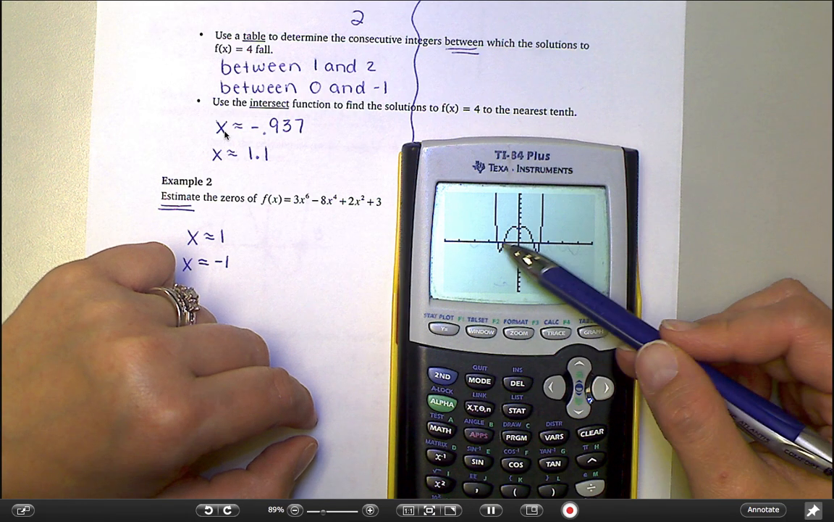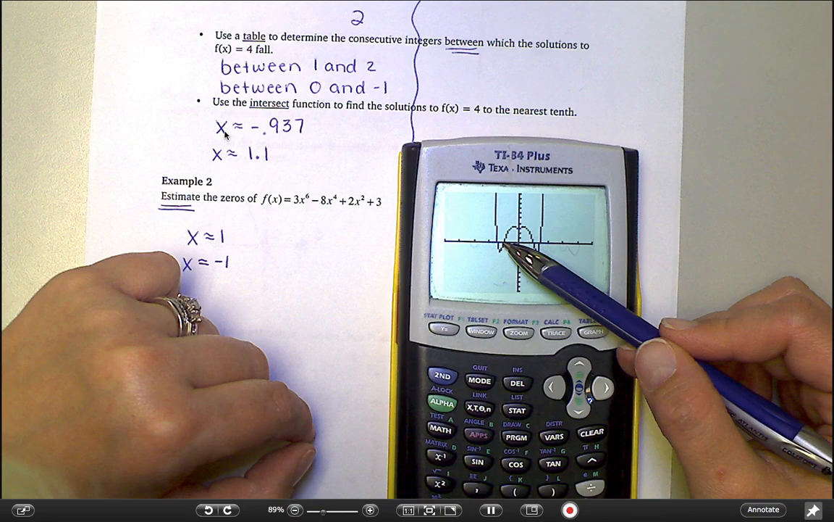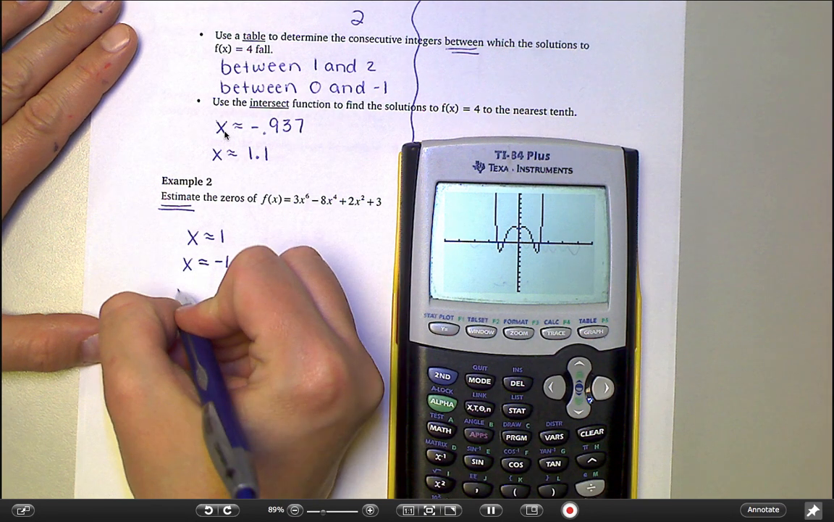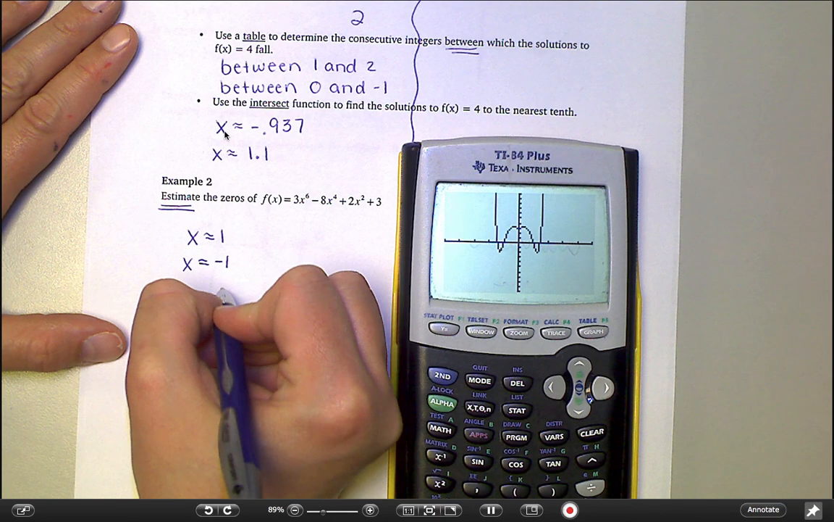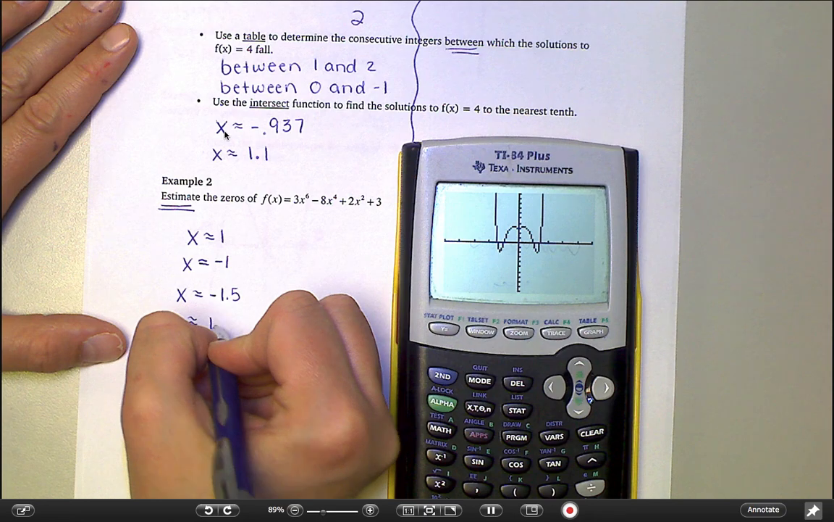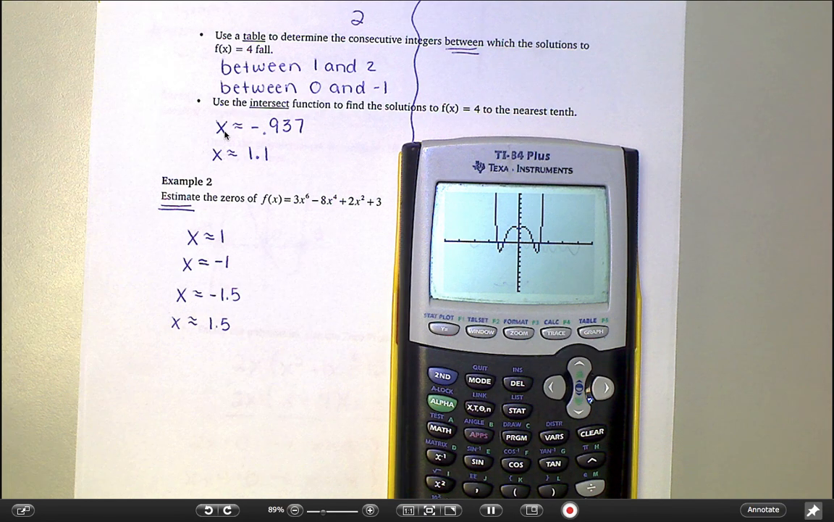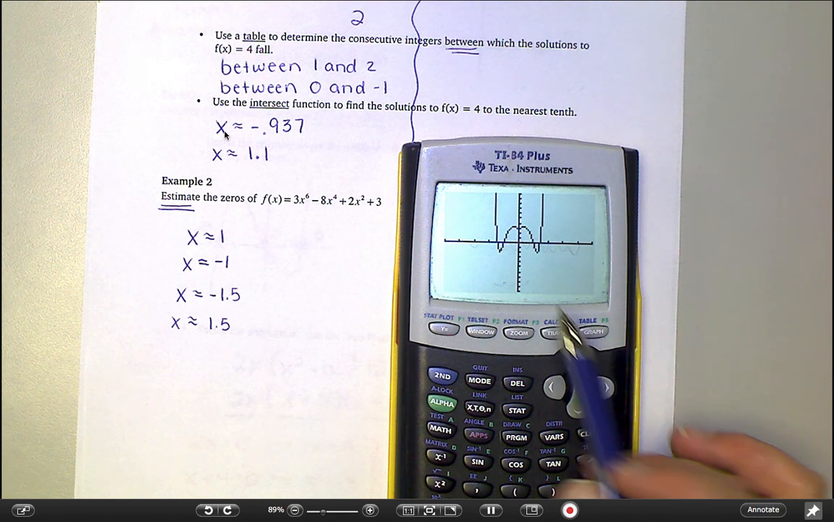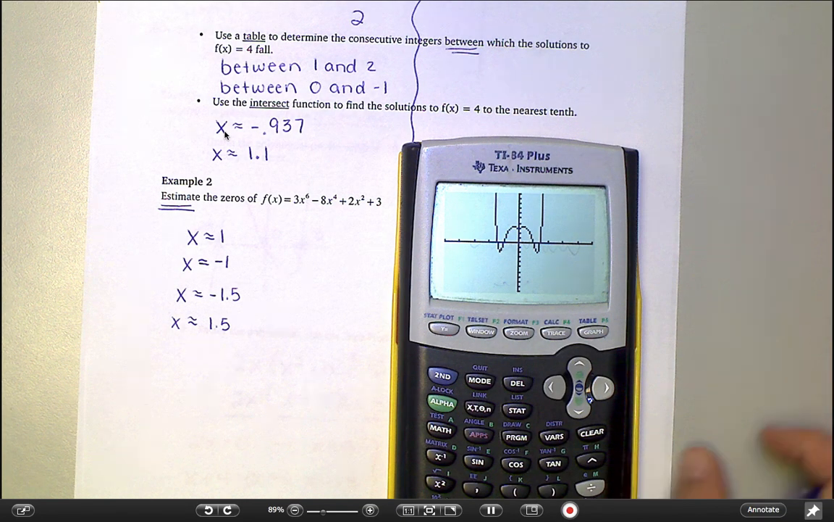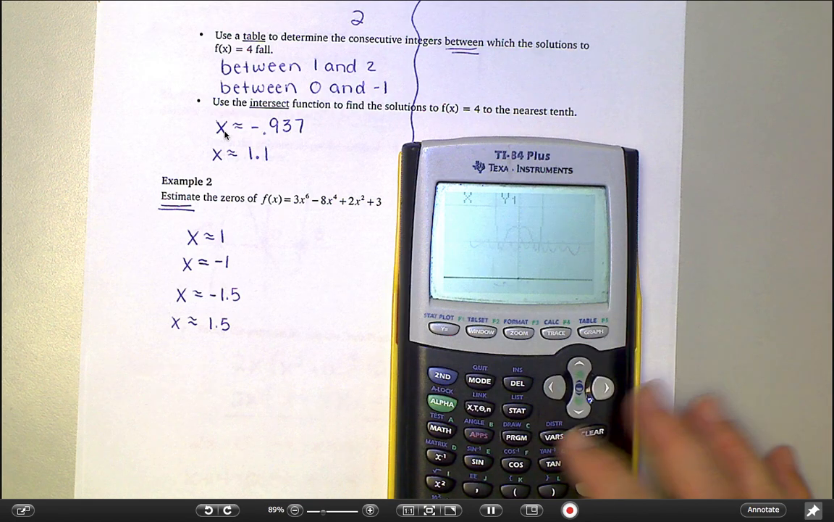I need to estimate where these are at. It's going to be between 1 and 2, and it looks kind of close to the middle, so I might be willing to say about -1.5 and about +1.5. Okay? But estimating from the calculator is really just kind of counting your dots and approximating. Okay? We could look at our table to see for sure.